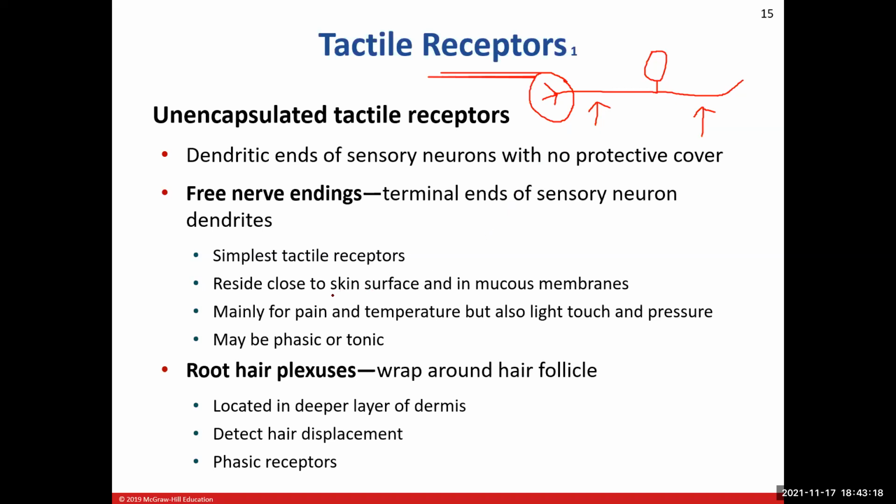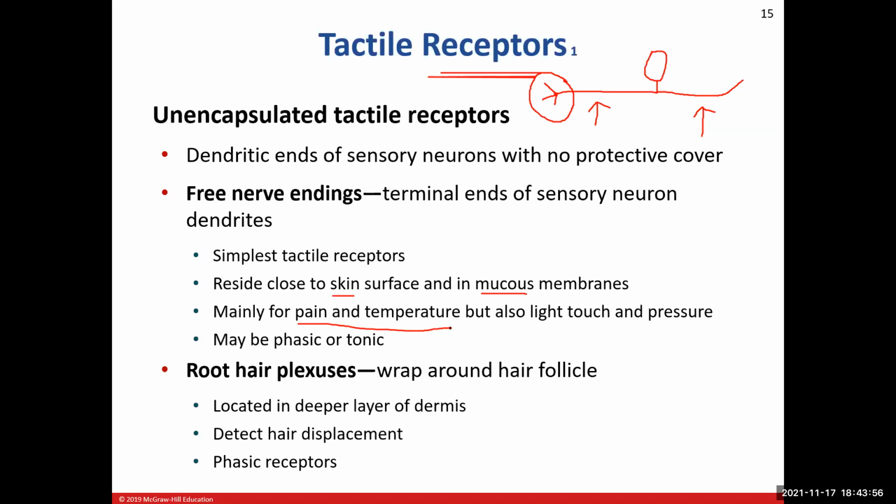We see them in the skin and in the mucous membranes, and they're primarily for pain and temperature. Pain and temperature. But also we'll see their involvement with some light touch and pressure, but primarily it's going to be pain and temperature. So these types of receptors are going to be phasic or tonic, which means they'll either adapt relatively quickly, or they won't adapt, and so they'll continuously respond to whatever the stimulus is.